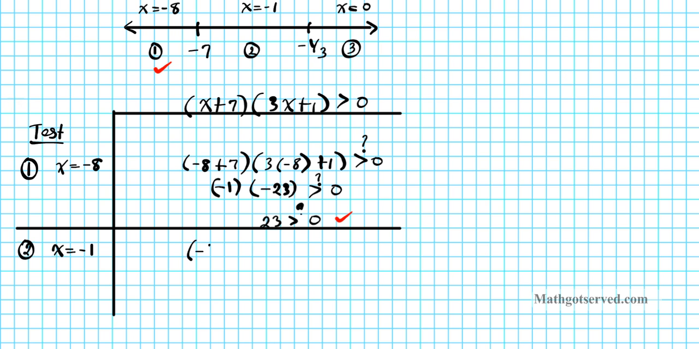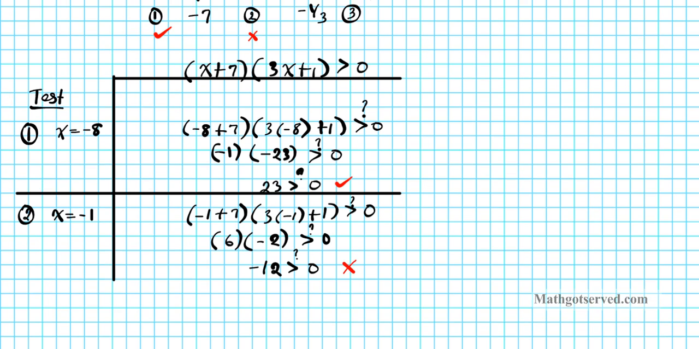The question is: negative 1 plus 7 times 3 times negative 1 plus 1, is it bigger than 0? This becomes 6 times 3 times negative 1, which is negative 3, plus 1 is negative 2. Is 6 times negative 2 greater than 0? 6 times negative 2 is negative 12. Is negative 12 greater than 0? Absolutely not. Negative 12 is less than 0, so this is false. That means interval 2 is bad.